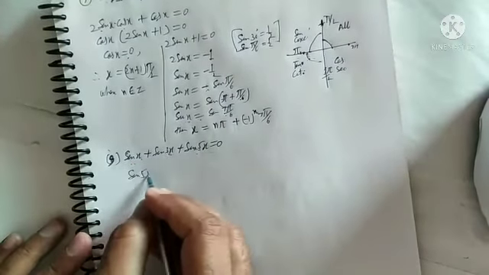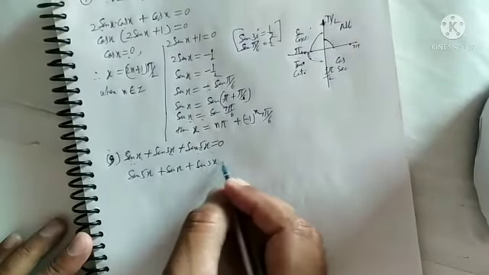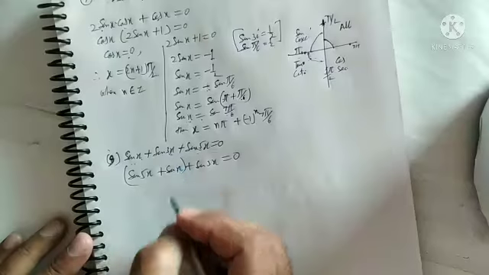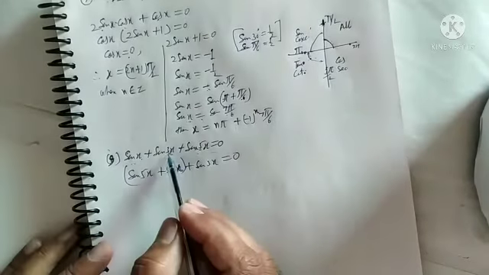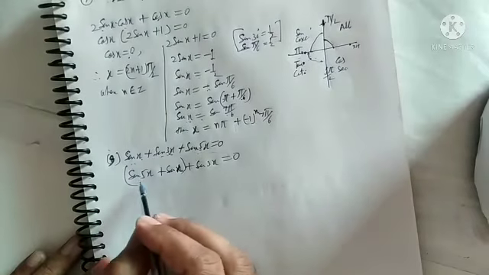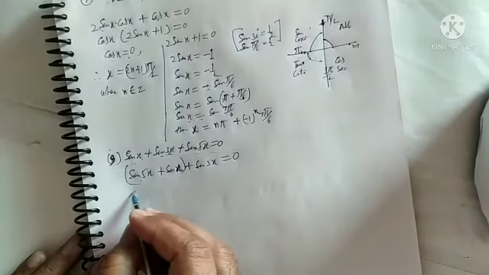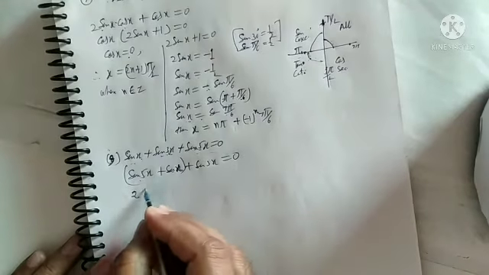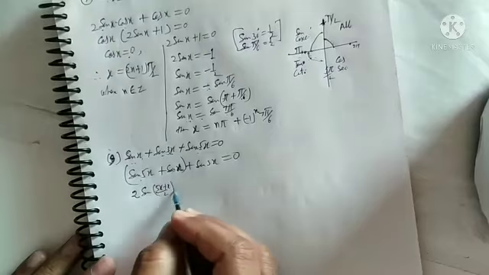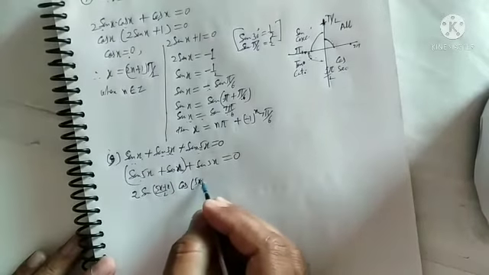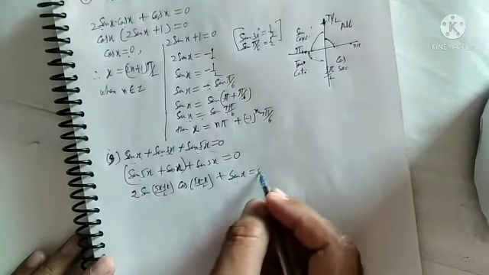So write here sin 5x plus sin x plus sin 3x is equal to 0. This is the rule. This is a very easy way. Take the value after adding and halving, and the same value you will get in this pair. Now apply the identity you know: 2 sin of (5x plus x) upon 2, and cos of (5x minus x) upon 2. That is the formula, and plus sin 3x is equal to 0.